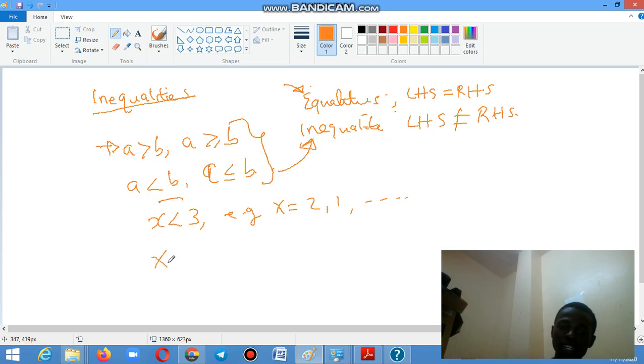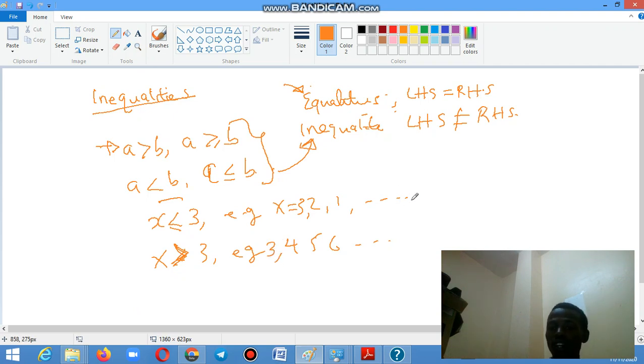If I say x is greater than 3, it means x can be any value that is above 3. You don't include 3. Why? Because it is saying greater than. So it can be 4, 5, 6, etc. But if it is x less or equal to 3, it means you begin with 3. Strictly you have to begin with 3. The same applies here. If they say x is greater or equal to 3, strictly you have to begin with 3.